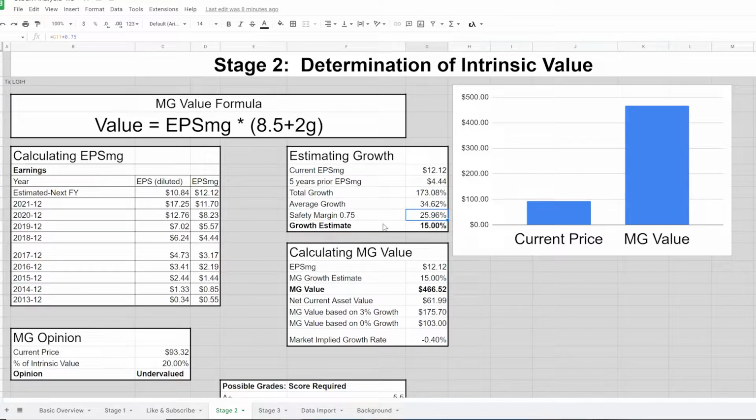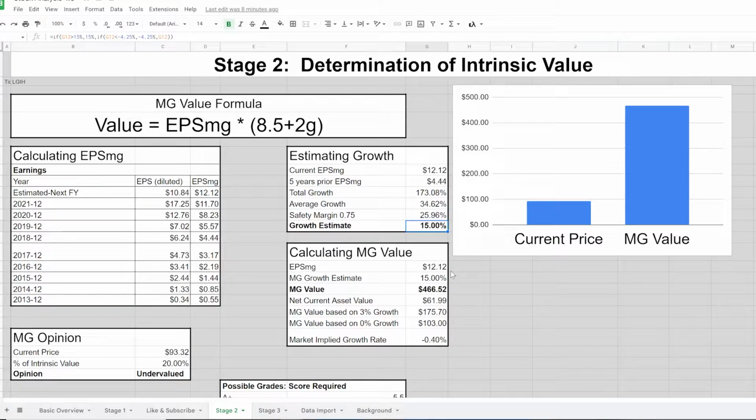Now, we have two caps here. One is a safety margin of 0.75. So we multiply 34 times 0.75 and we get to 25.96% for the growth. But that is just one cap. The second cap is 15%.